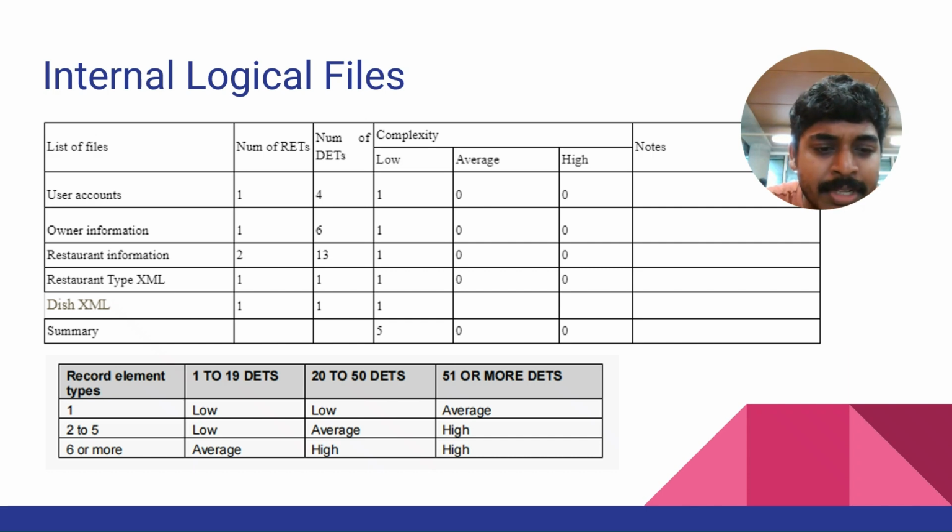And then using the table that's given below, based on the RETs and the DETs, the complexity can be determined. For most of them, the complexity was low, and the total internal logical file complexity came out to be 5 in the low category.